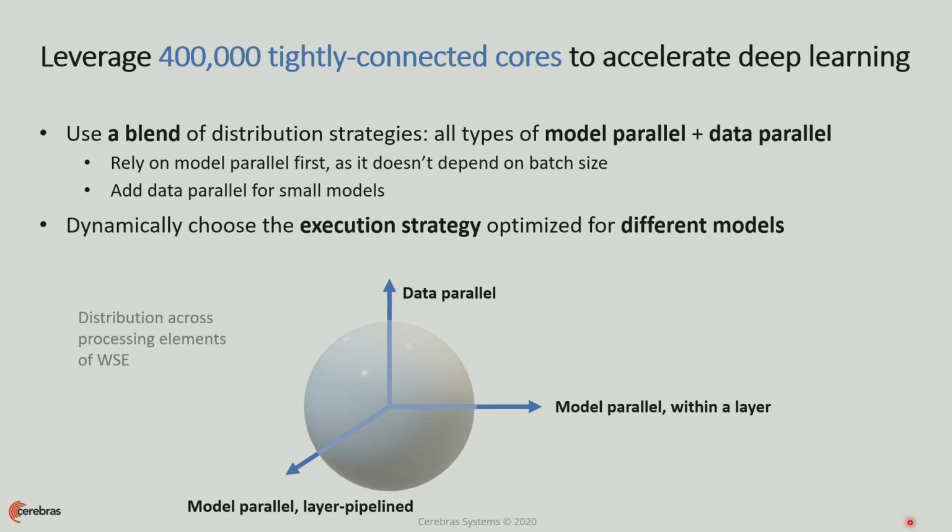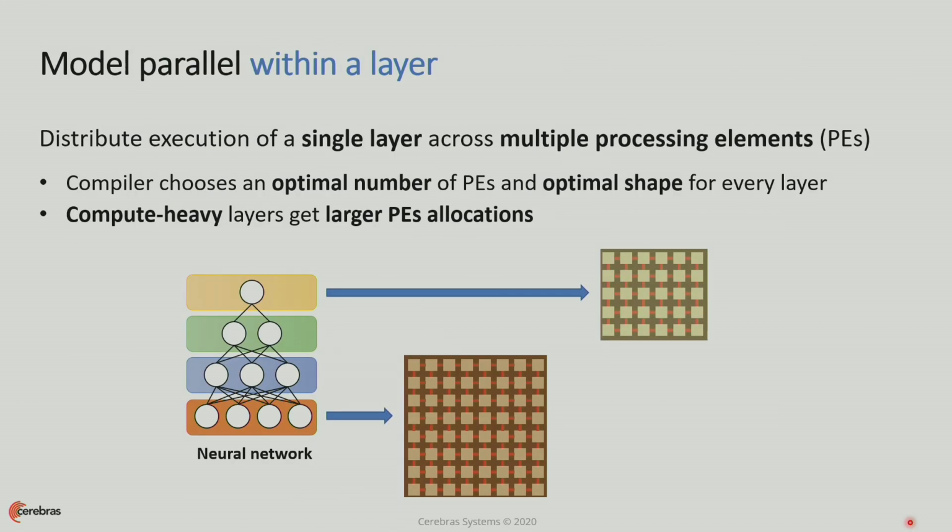At Cerebras, instead, we have this continuous space of all possible distribution strategies. And depending on the model, we can choose any point in this space, and we can decide what's the most optimal amount of layer parallelism, what's the most optimal amount of pipelining, what's the most optimal amount of data parallelism for this specific model. And it's very flexible. So let me talk about each of those in detail a little bit.